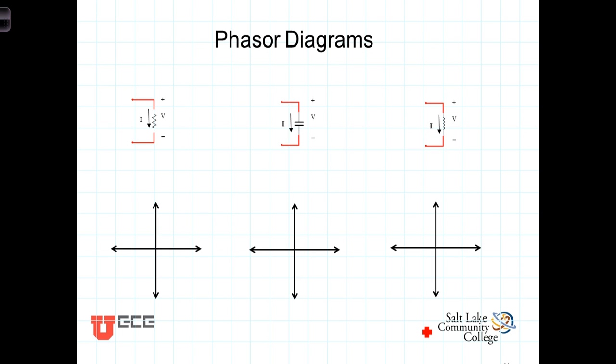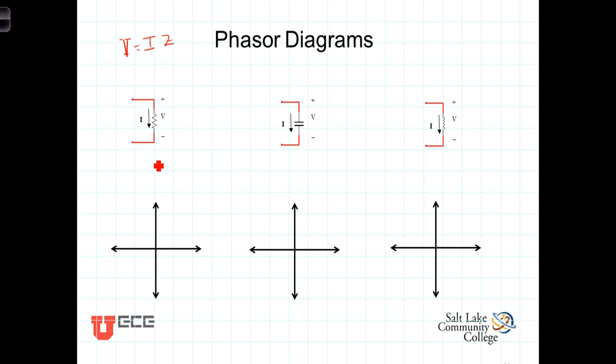In this video we're going to demonstrate how phasor diagrams, or showing the phasors in the complex plane, can demonstrate the relative phases and magnitudes of voltages and currents within a circuit. To do this, we're going to remind ourselves that phasor V is equal to phasor I times the impedance.